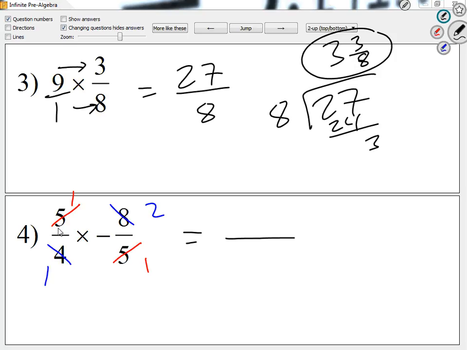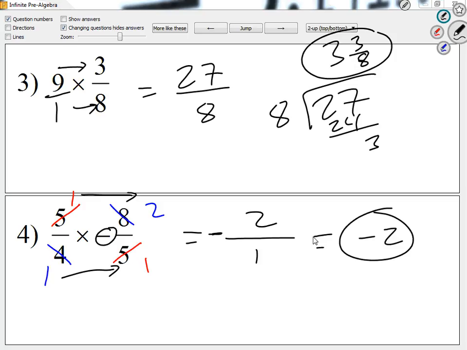Now when I multiply, I have a negative sign, so let me not forget my negative sign. And then I go 1 times 2 is 2. 1 times 1 is 1. Negative 2 over 1. I'm just going to simplify that as negative 2.